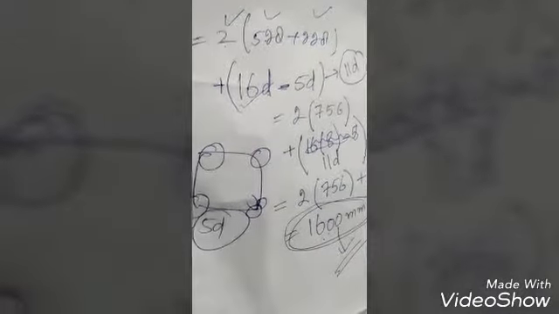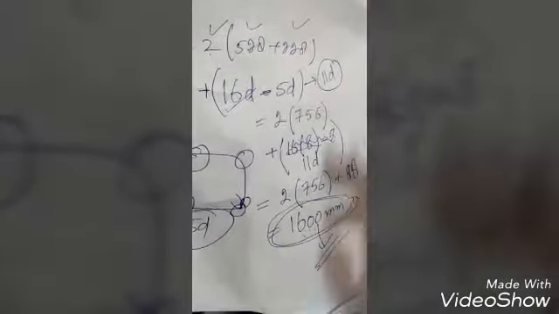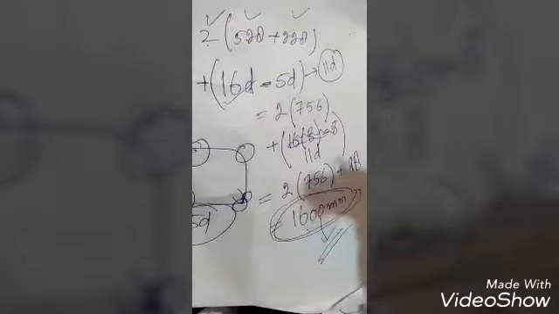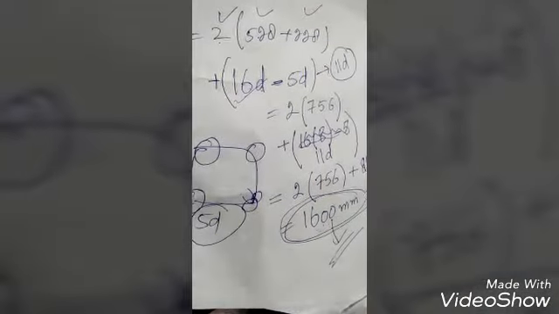So guys, this was the introduction about columns: how to find the total length of bar, how to find the number of stirrups, how to give the lap in the column, and how to find the total length of stirrup.